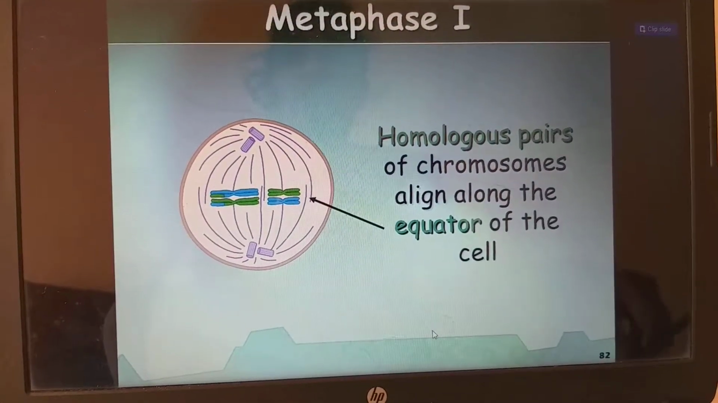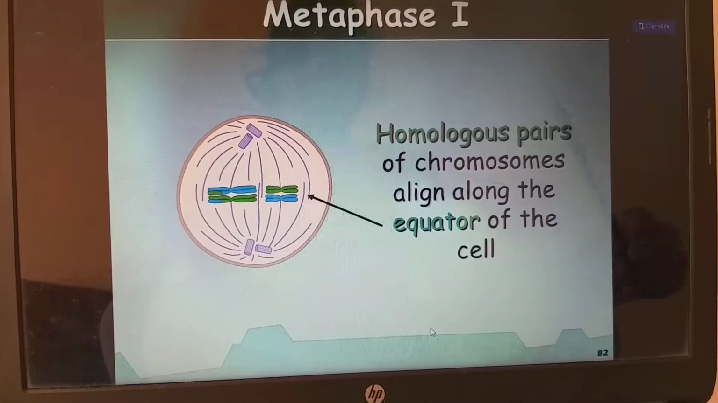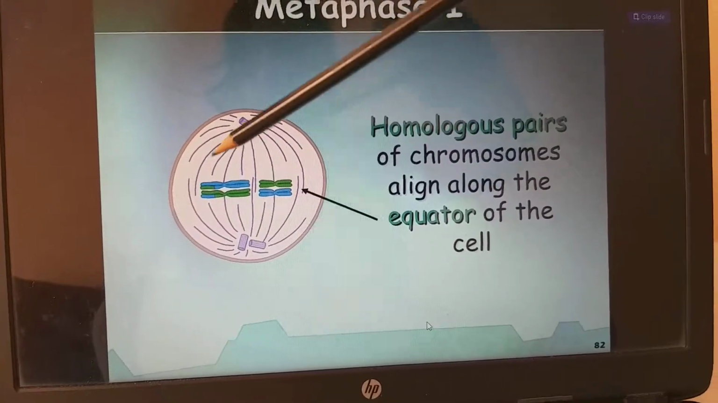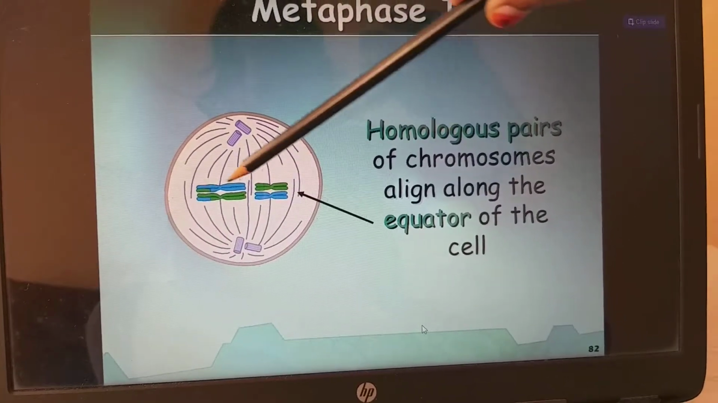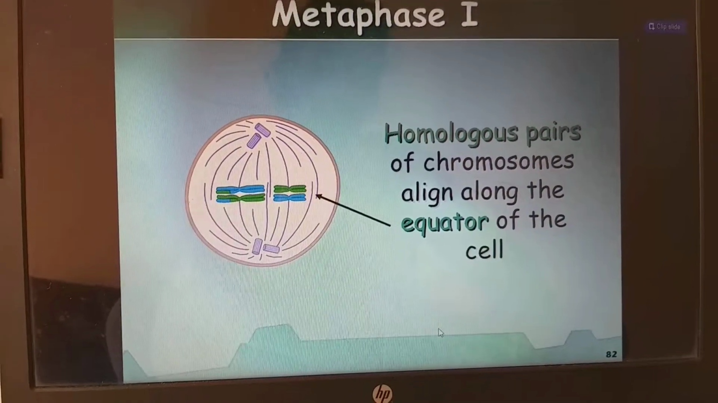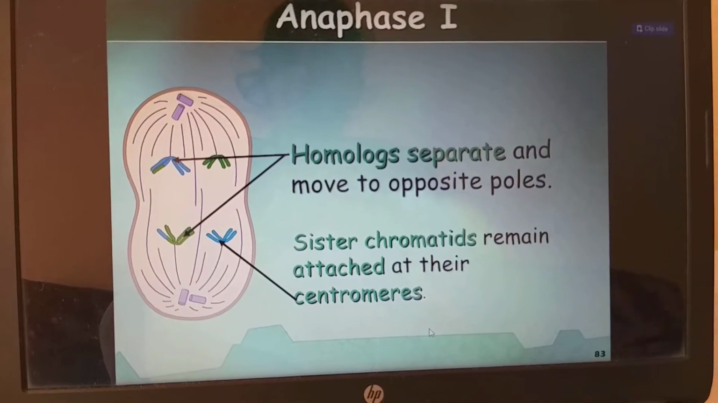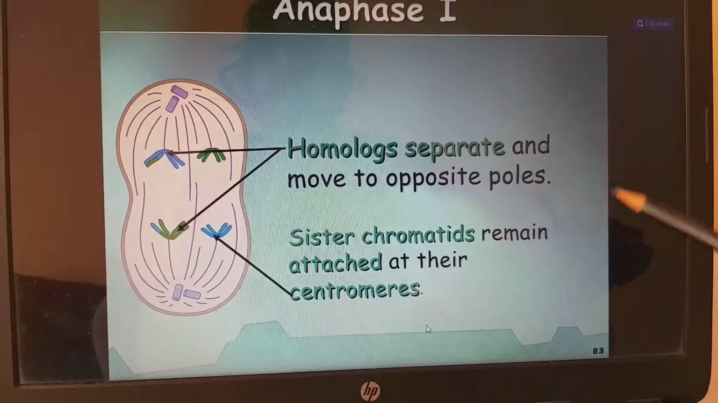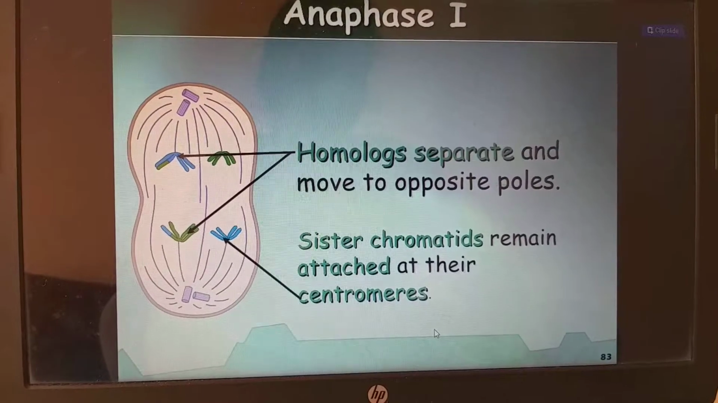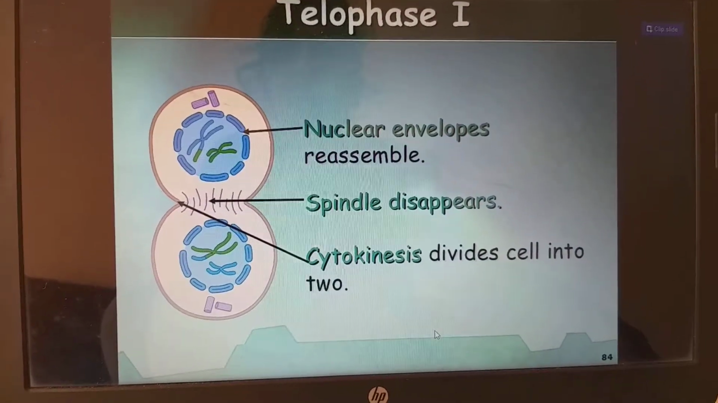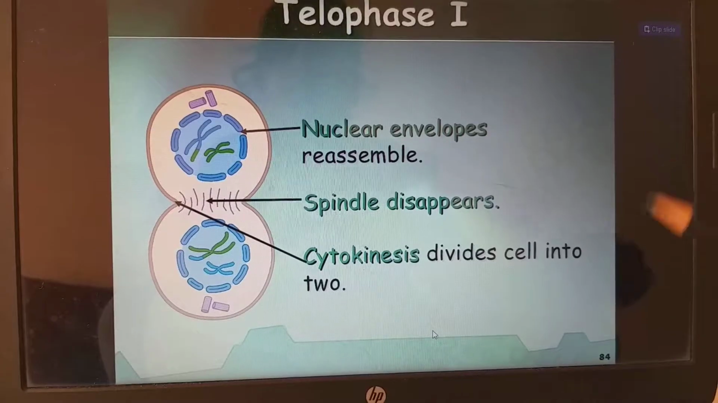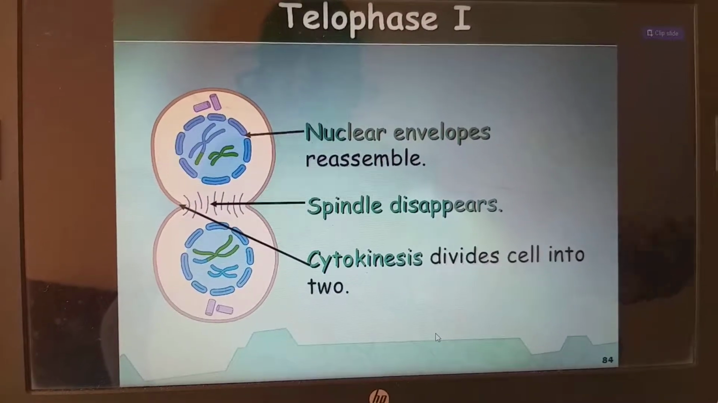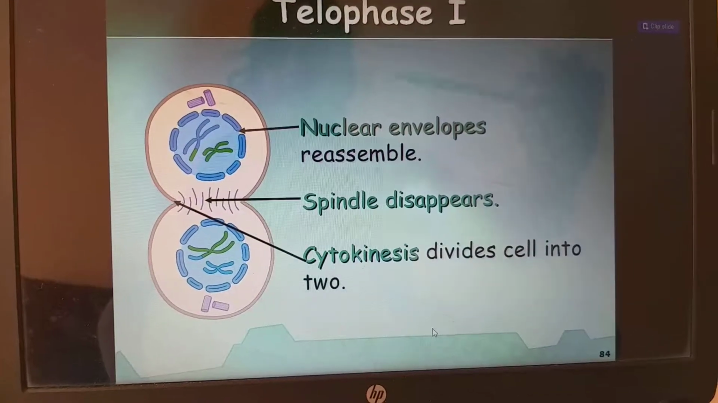Coming to the next, metaphase 1. The homologous pairs of chromosomes align along the equatorial line. After crossing over, the homologous chromosomes pair up and align on the equatorial line. Next, anaphase 1. A for away. Homologous chromosomes will separate and move to the opposite poles. The sister chromatids remain attached at the centromeres. Next, telophase 1. The nuclear envelope will reassemble, spindles will disappear, and cytokinesis divides the cell into 2. The same thing that happens in mitosis happens here.